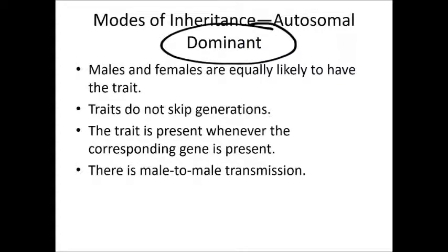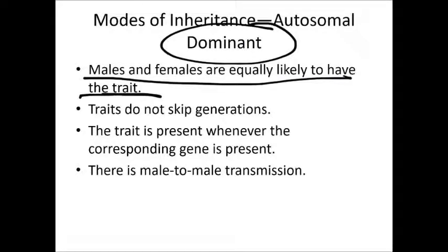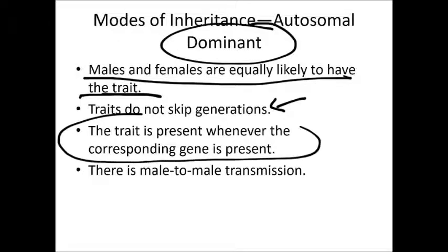Since these traits are autosomal, males and females are equally likely to have the trait. These traits don't skip generations. There can't be any carriers. That's why they can't skip. Whenever an individual has one gene for the trait, they have the trait. Again, no carriers. And in this case, there is male-to-male transmission.